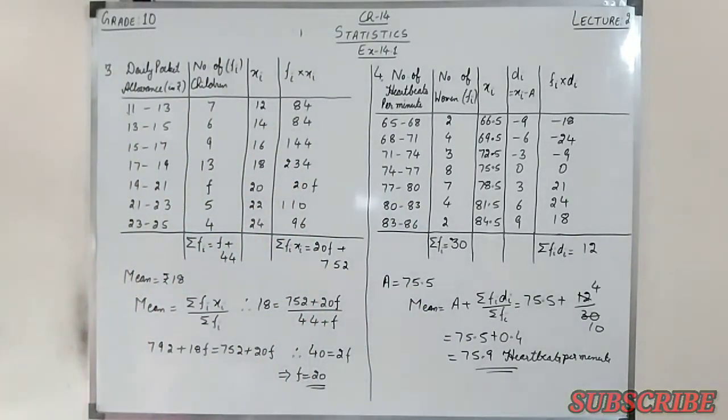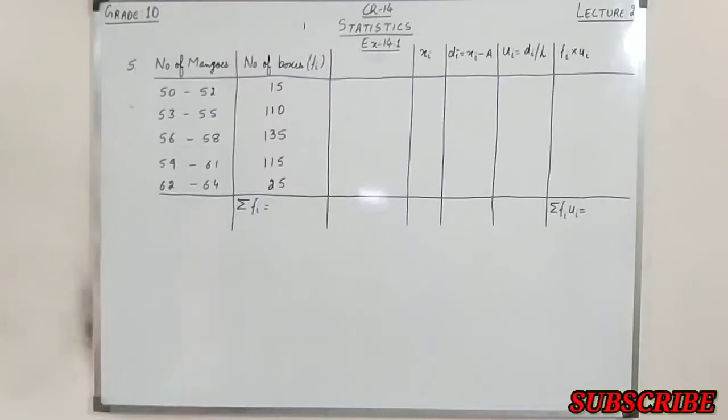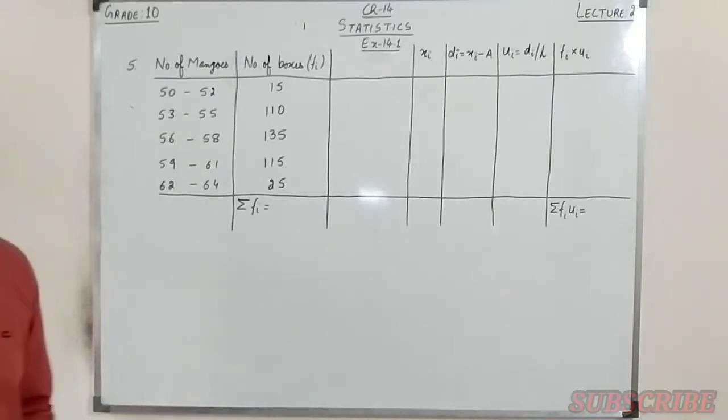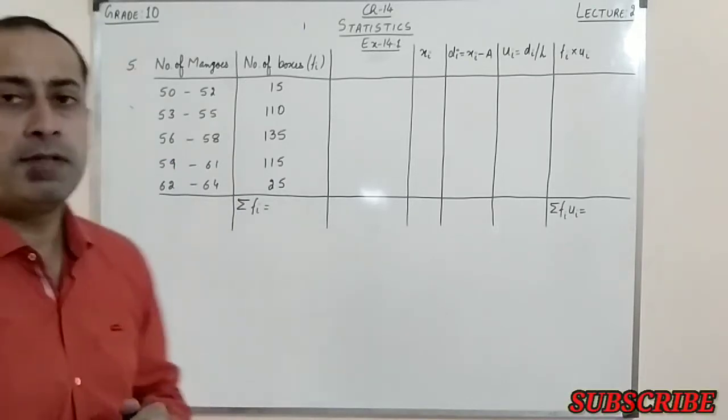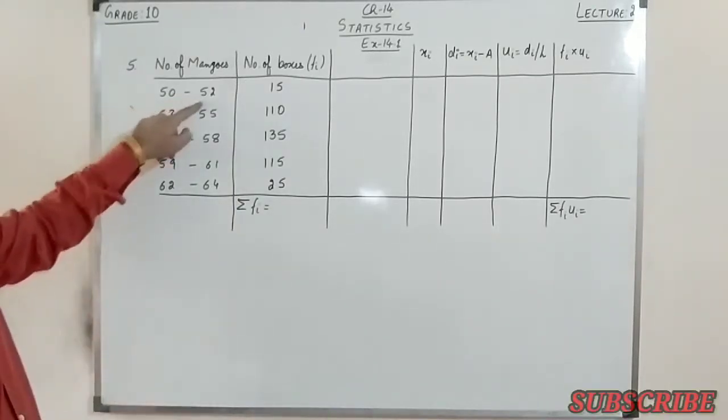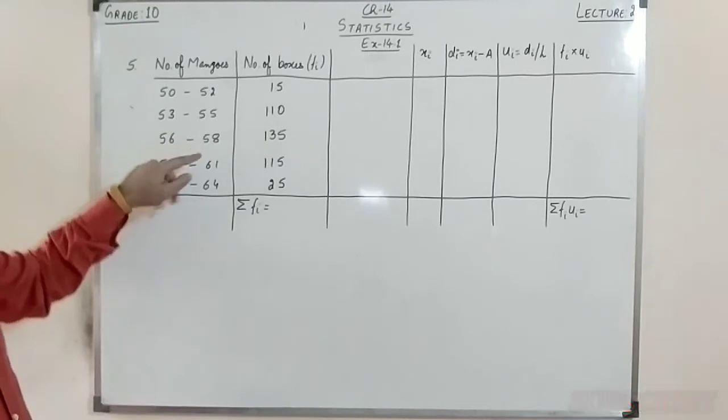Now let's go to the next question of this exercise. In question number 5, it's given, in a retail market, food vendors were selling mangoes kept in packing boxes. These boxes contain a varying number of mangoes. The following was the distribution of mangoes according to the number of boxes. You can see I have made the table on the board. We need to find the mean number of mangoes kept in a packing box. We will do this question by the step deviation method. If you see the class intervals here, this is 50 to 52, then 53 to 55, 56 to 58.